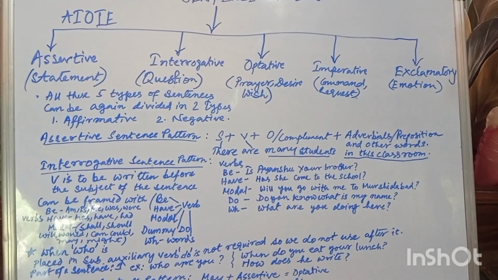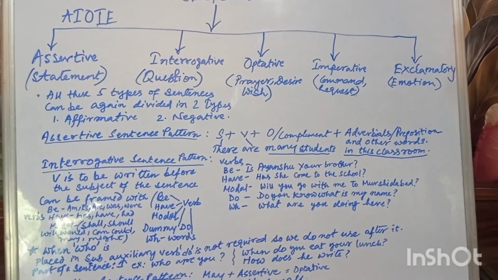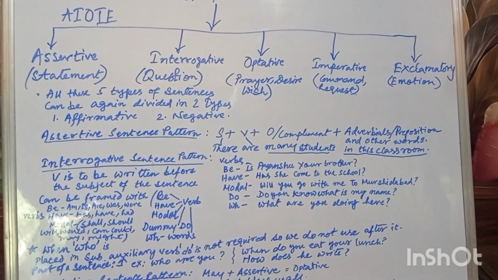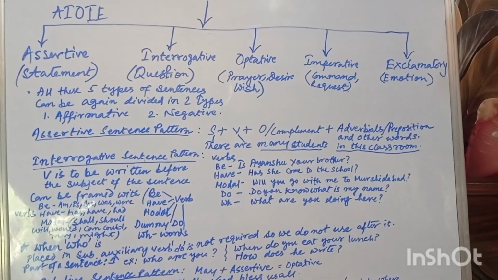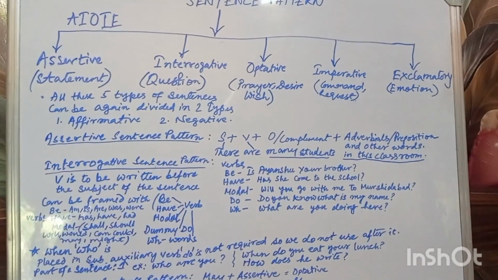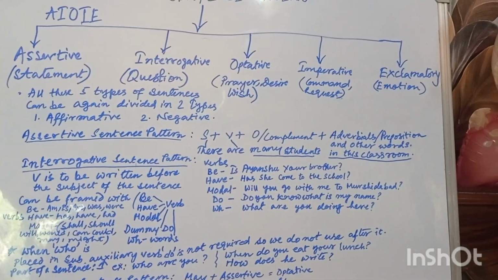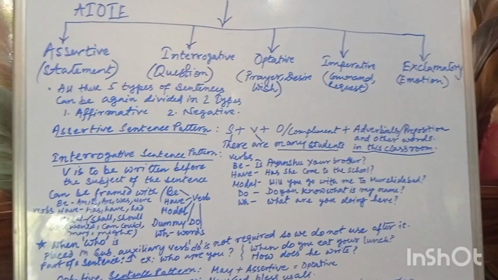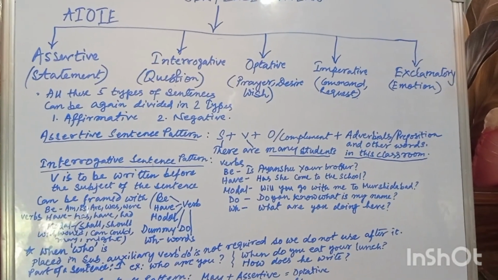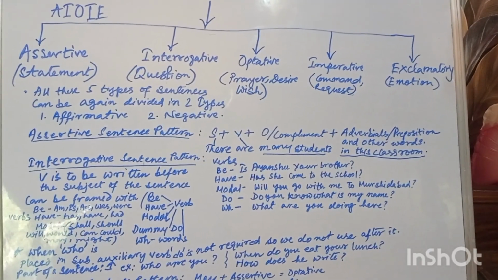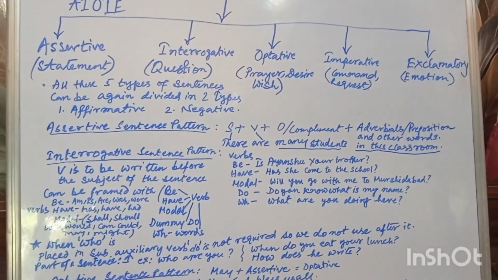Now, all these 5 types of sentences, according to the function, can be divided into 2 types. That can be affirmative and negative. Means we can frame assertive sentences in affirmative and also in negative. Interrogative also the same thing. Optative, imperative and exclamatory also we can frame as an affirmative sentence and also a negative sentence.